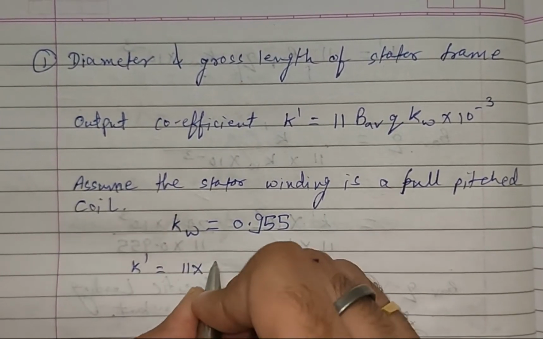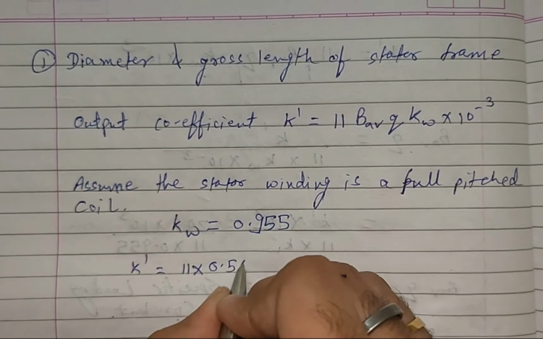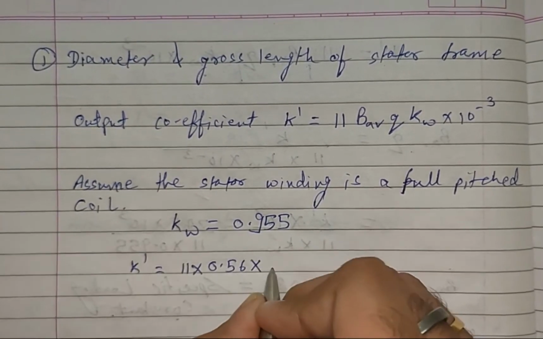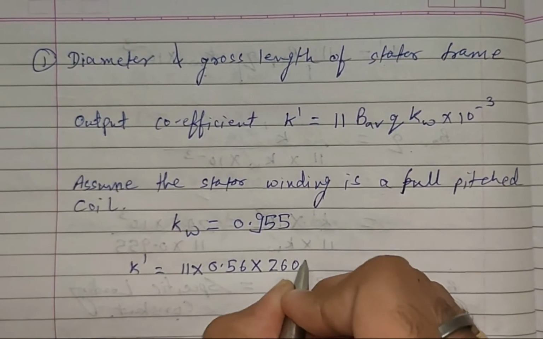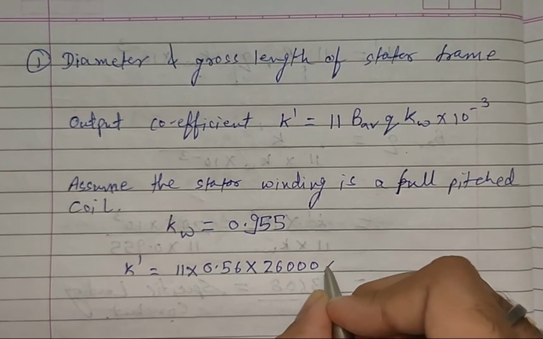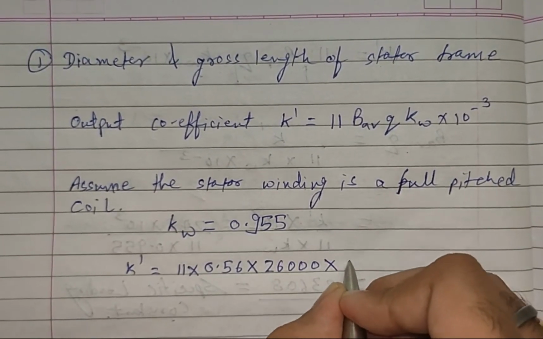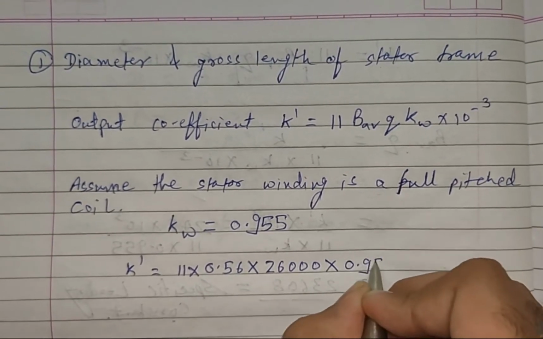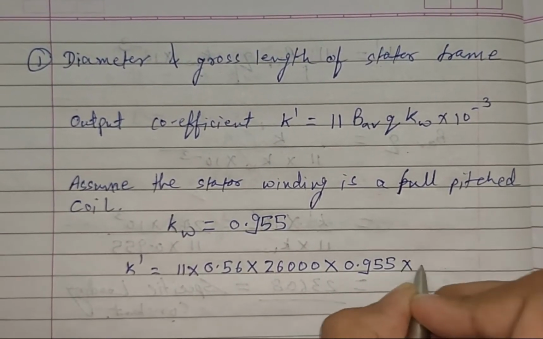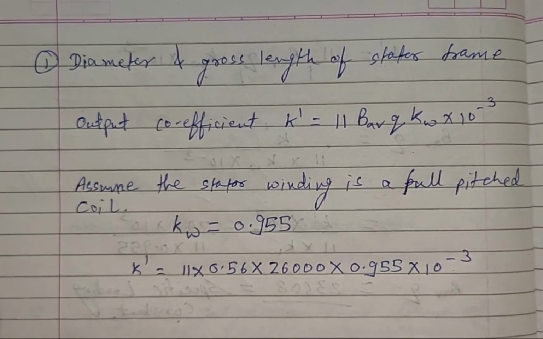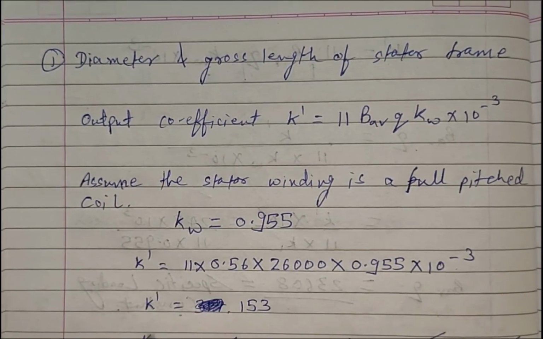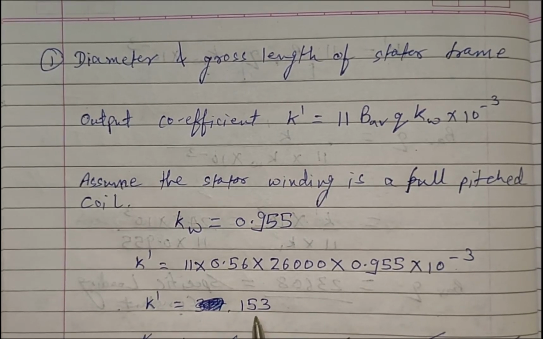the output coefficient K dash can be taken as 11 into the value of BAV, 0.56, multiplied by the value of q, 26,000, multiplied by the value of kW, 0.955, into 10 raised to minus 3. On solving this, we get the value of K dash as 153.